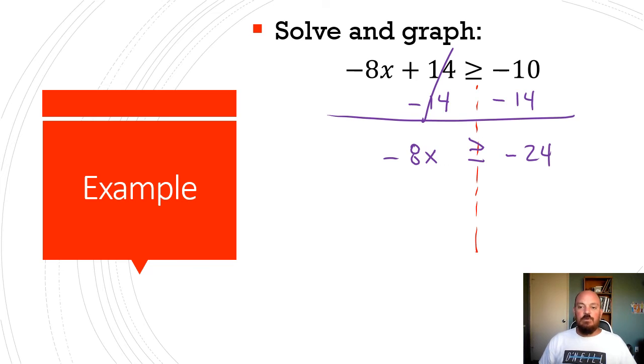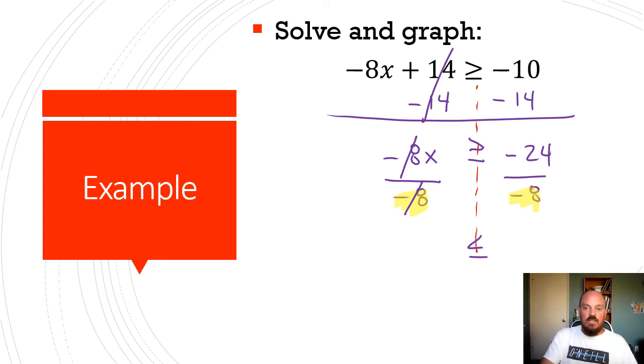Now, next step, I want to get rid of that negative 8. So I'm going to divide both sides by negative 8. Now remember, that's the important one. I'll highlight it in yellow there. When you divide or multiply both sides by a negative, that's what switches the inequality. So all of a sudden, instead of greater than or equal to, this is now less than or equal to. But then the rest of the question is still the same.